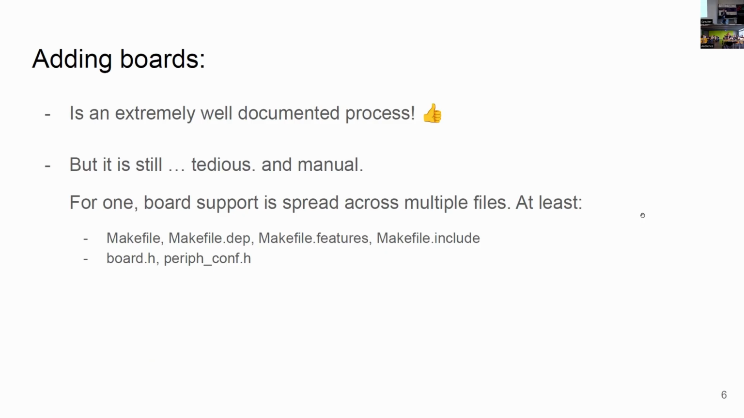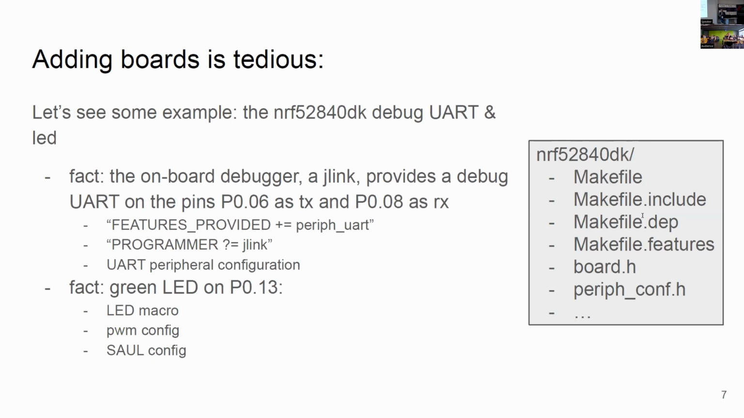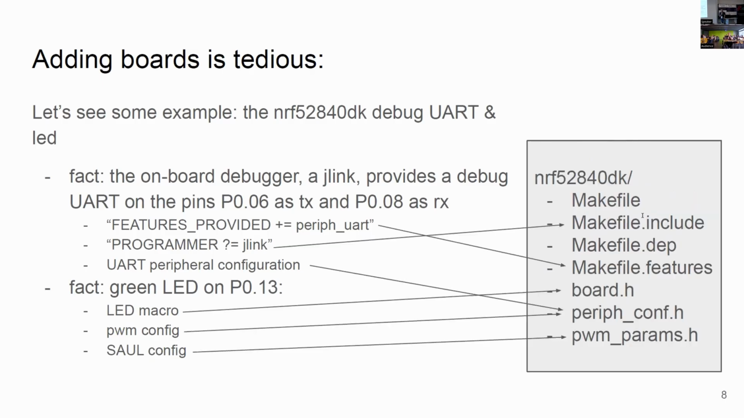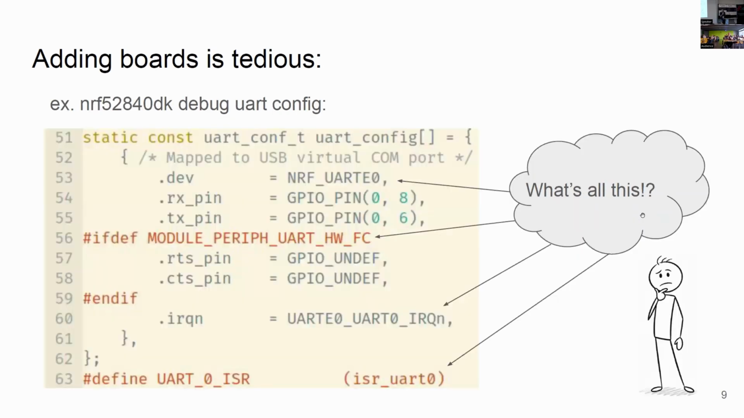For example, you need to touch a lot of files. Each board needs at least 4 different makefiles and 2 header files, and you need to know what to put in there. I'll give you some examples for the nRF52DK. It has a debug UART, and the debug UART is connected to pins 6 and 8. It has a green LED on pin 13. That needs to be spread across these files. I will go into details for the UART configuration.